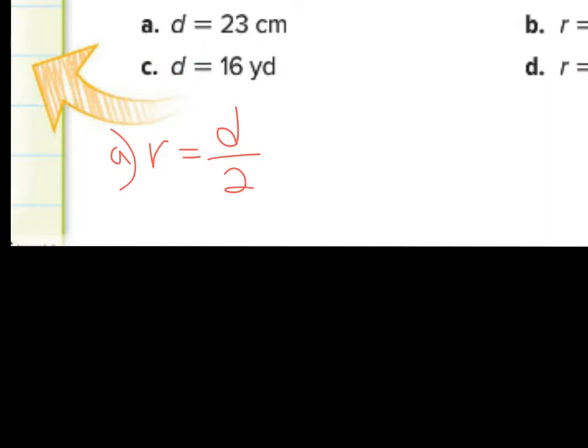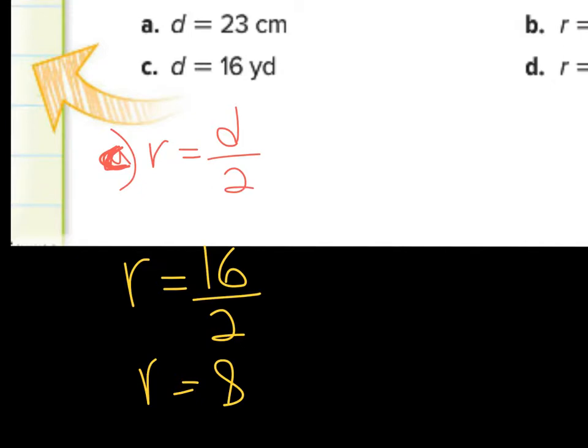For question C, we're given the diameter again, so it means we're looking for the radius. So the radius equals diameter divided by 2 applies again. So let's just change this one to C over here, because we had A. And let's replace the variable. Okay, so radius equals 16 divided by 2, because our diameter is 16. And radius equals 8. 16 divided by 2 is 8. 8 what? 8 yards, right? So let's include our units.